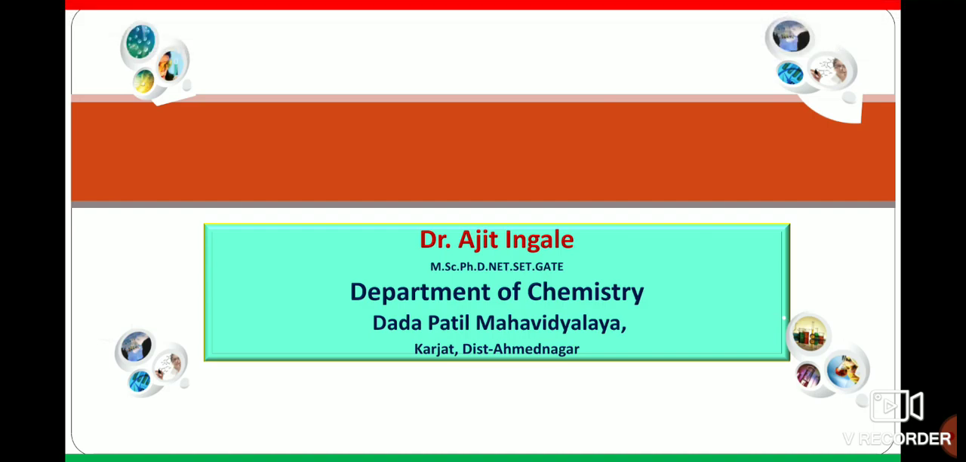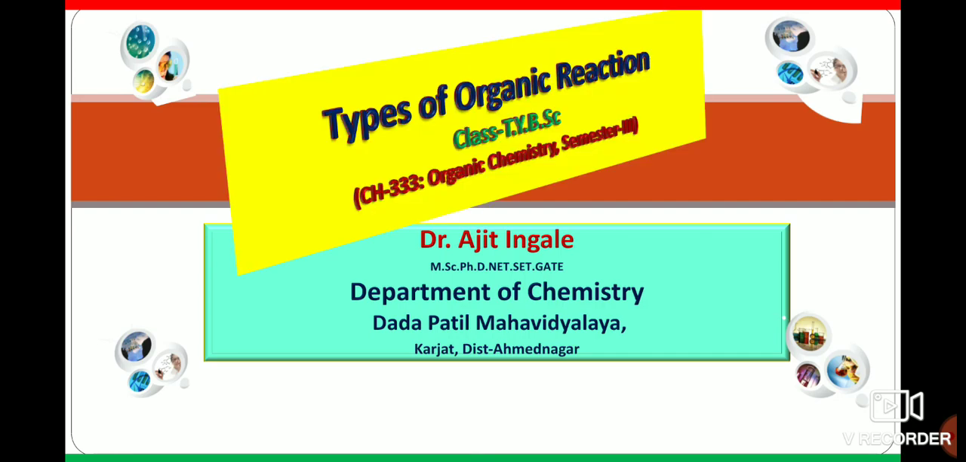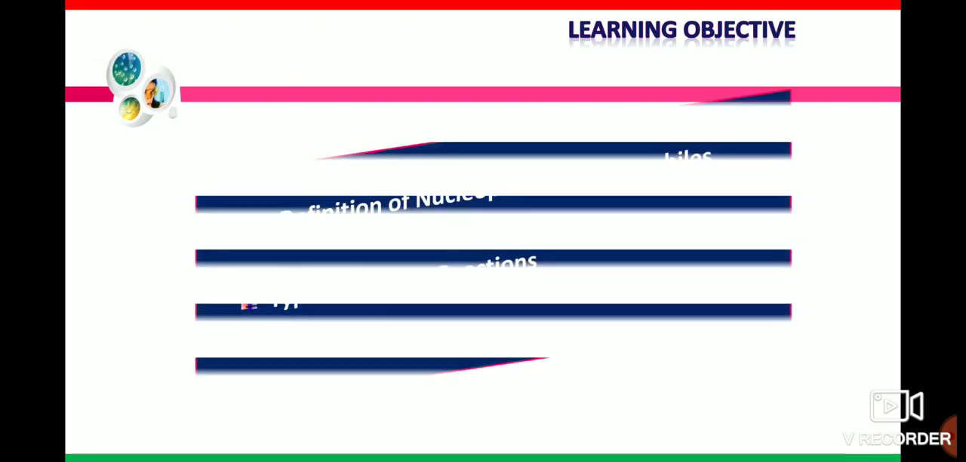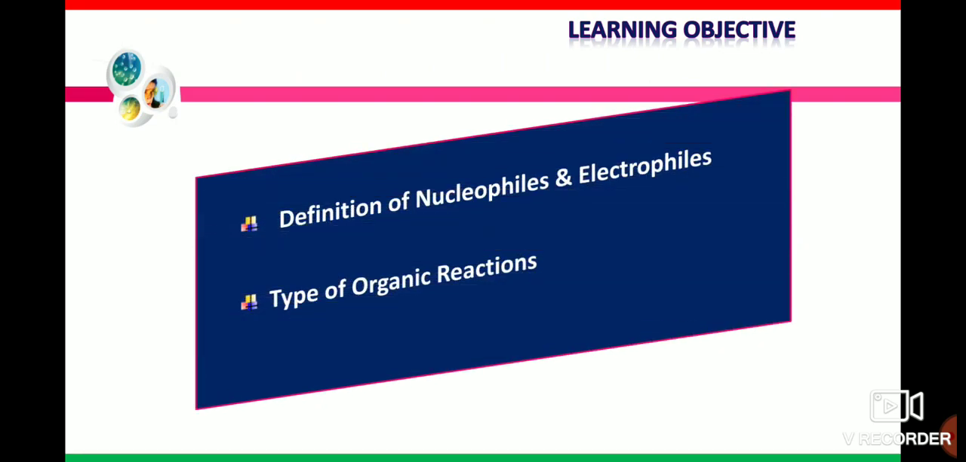Student, today we discuss the types of organic reaction. What is the learning objective of this lecture? We learn about the definition of nucleophiles and electrophiles. Then we learn about the types of organic reaction. What is a nucleophile and what is an electrophile? Which species, which molecule acts as an electrophile? Which species, which molecule acts as a nucleophile?